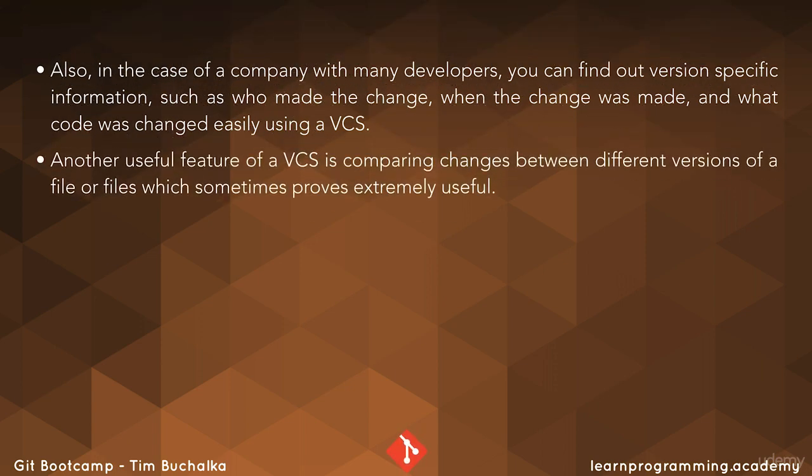Now, another useful feature of a version control system is comparing changes between different versions of a file or files, which sometimes proves really useful to a developer, particularly if you're debugging a particular issue or just wanting to know what's actually changed, or even what another developer has changed in the code.